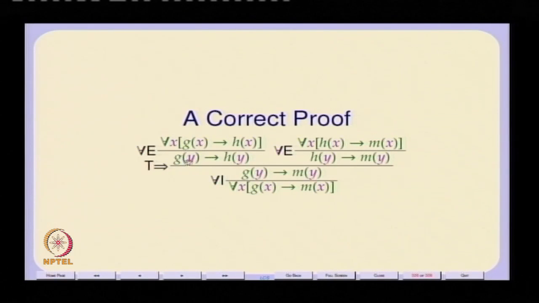I take these two, I choose some variable y, and I use that variable y in both quantifier eliminations. Both of them are universally quantified, so I'm actually free to use the same variable y. And once I have got identical patterns, I'm free to use the transitivity of arrow rule to get that g y arrow m y, and then I can generalize, right? So this is how first order logic proofs are going to go, and that pattern matching is absolutely important.